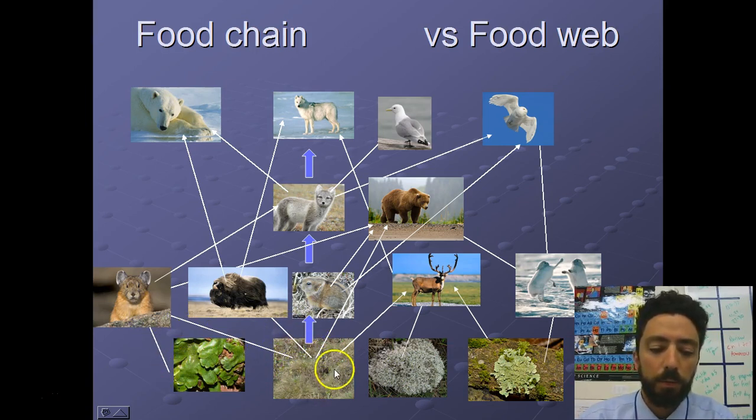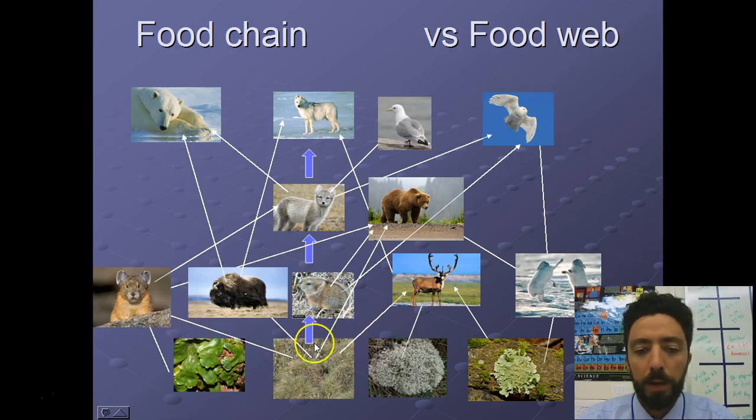And if you look at our old friend, the Arctic grass here, we can see that the Arctic grass is not just eaten by lemmings, but the muskox, the pikas, the caribou, and even the brown bears themselves enjoy the energy from the Arctic grasses. And so each arrow here indicates energy transferred from one level to the next level.